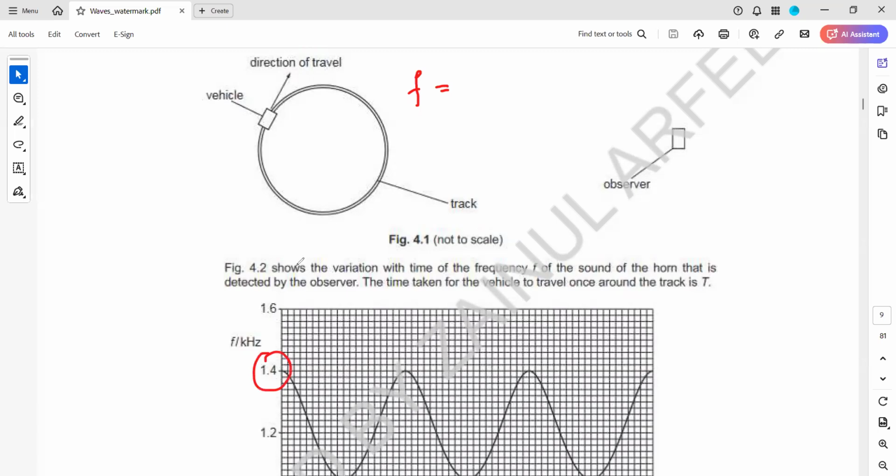You cannot use 1.2. Why can you not use 1.2? Because 1.2 is not a Doppler effect. The Doppler effect is a relative change in frequency when the source and observer are moving relative to each other. So if you use 1.2, that will not give you a result. So the maximum frequency which is observed is equal to the formula of the Doppler.